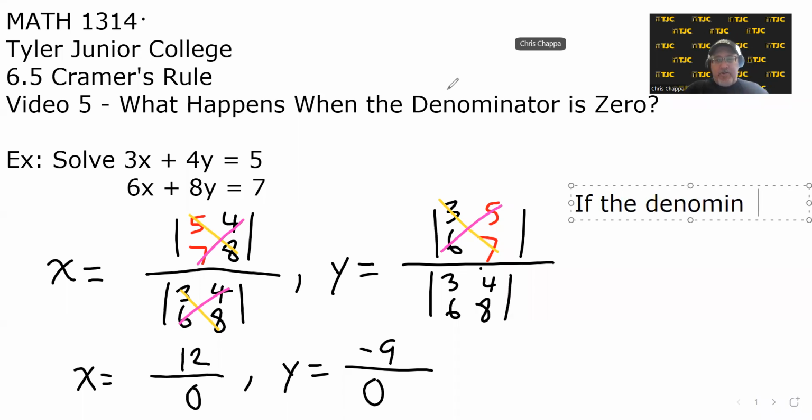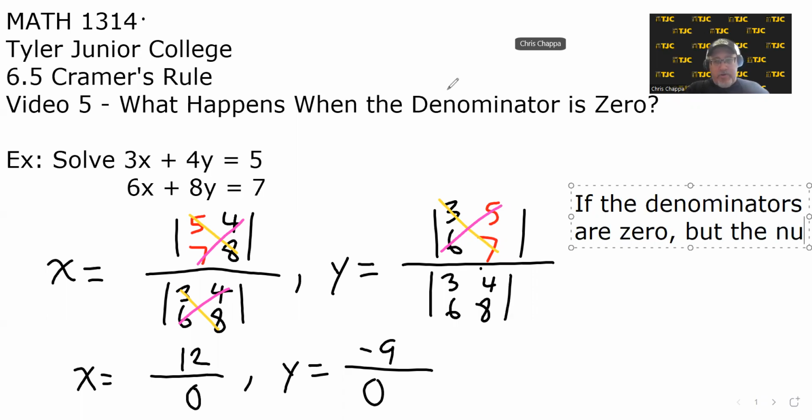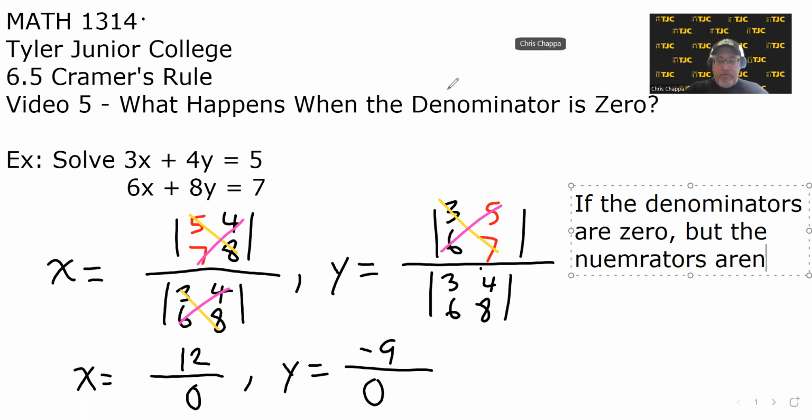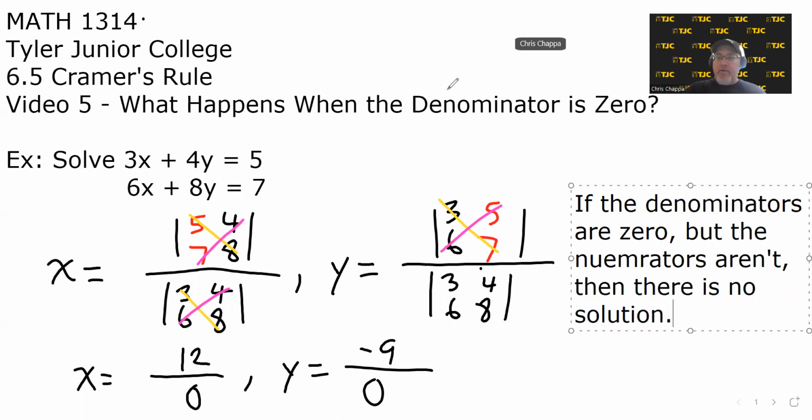If the denominators are 0, but the numerators aren't, then there is no solution. So 0's on the bottom, but not on the top means no solution. But when we were solving a system of equations, there was also a possibility to get an infinite number of solutions, such as this system.